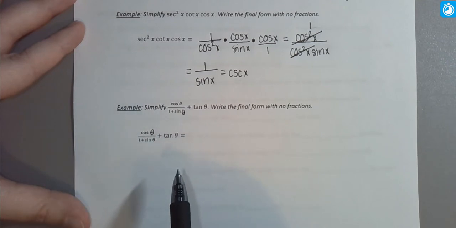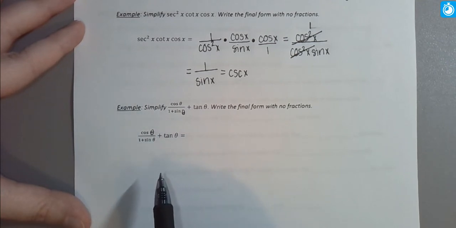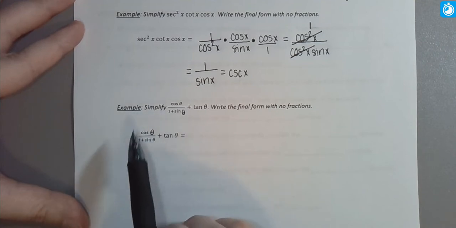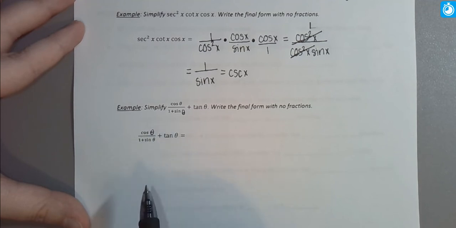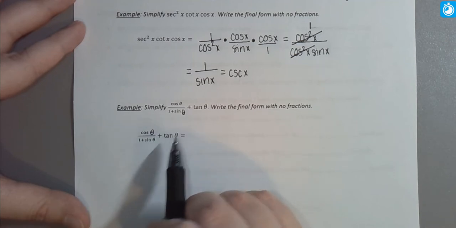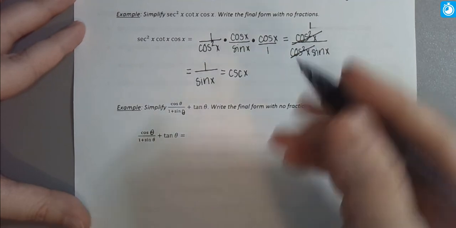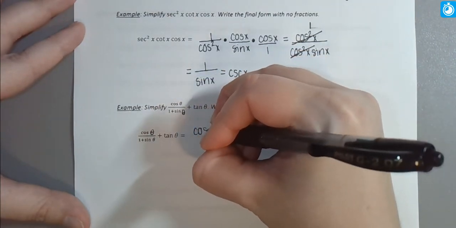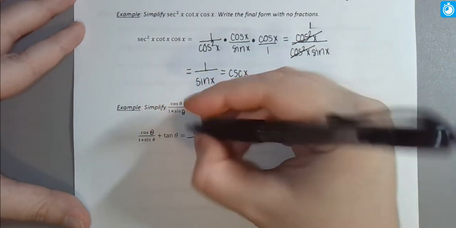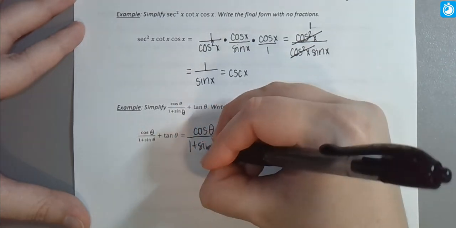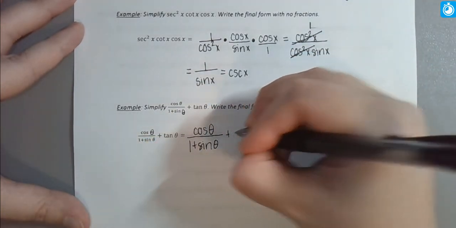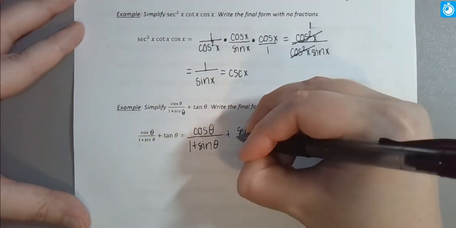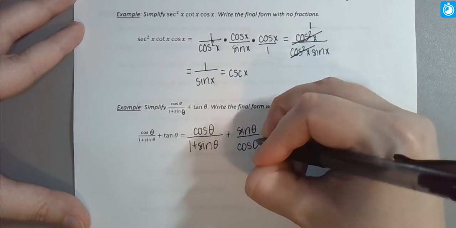Now here is another time when maybe writing in terms of sine and cosine may be a good option. Because notice for this first expression, we already have sine and cosine. And then the next term we have a tangent, which could also be written in terms of sine and cosine. So a good place to start would be to take that tangent and write it in terms of sine and cosine. So the first term we can leave alone. It's already in terms of those 2 original functions. So cosine theta over 1 plus sine theta. And tangent is defined as the ratio of sine over cosine by definition.